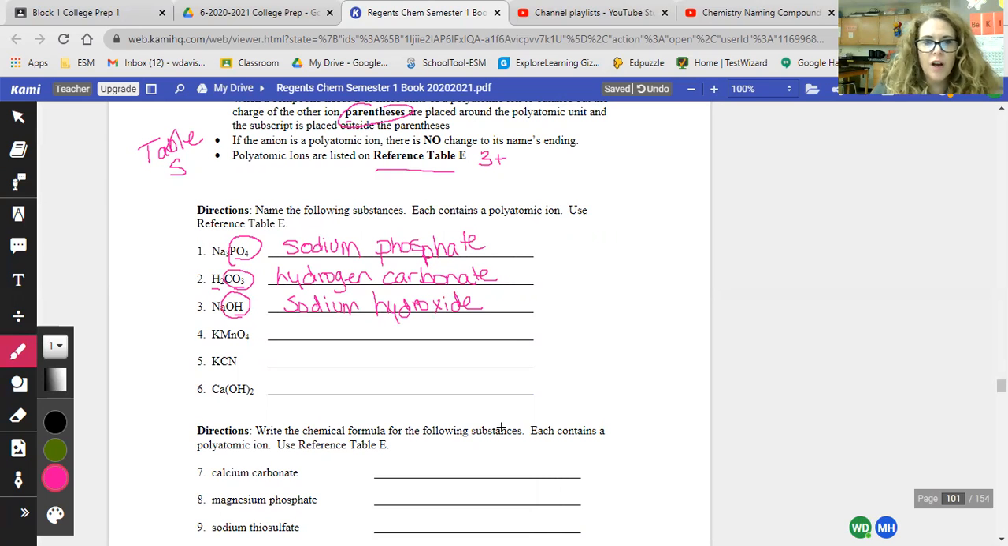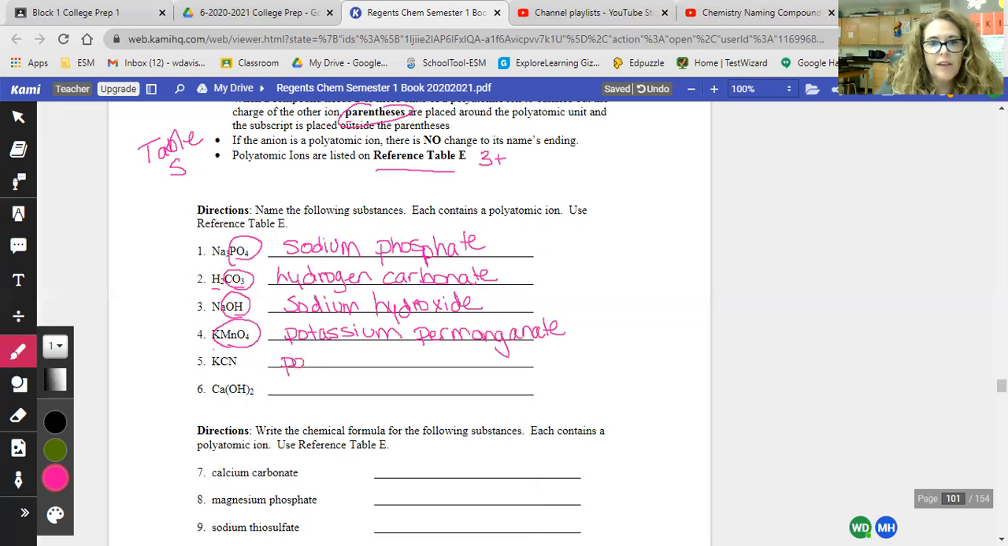Notice I'm not going to call it sodium, oxygen, hydrogen, because that's not a thing. Remember, you have to get the names right. So K, looking up on table S, if you don't know what that one is, that is potassium. And now I'm going to find this MnO4, and that is permanganate. So I copy it down exactly like it appears on table E. Right, so that's potassium permanganate.